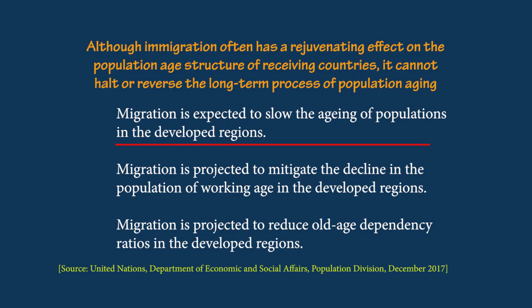Again, in the case of developed nations, this becomes more important. Migration is expected to slow down the aging of populations in developed regions. And also look at this point: migration is projected to reduce old-age dependency ratios in the developed regions. Okay, a question for you. Why over time might migration become an important factor behind population growth?